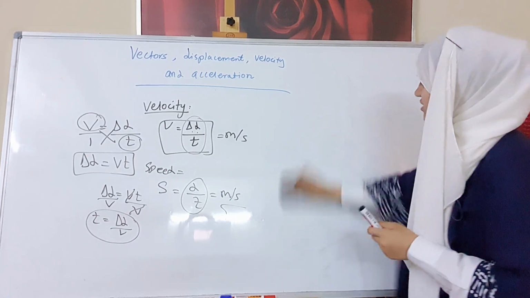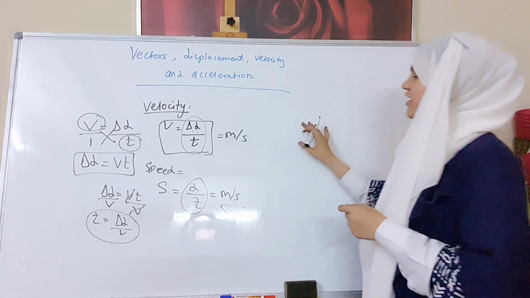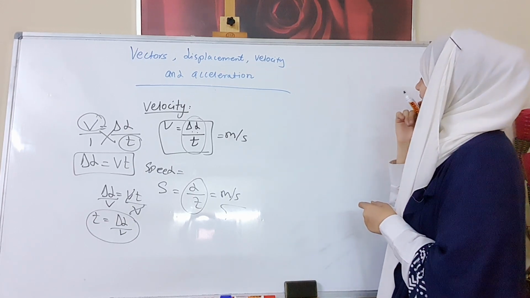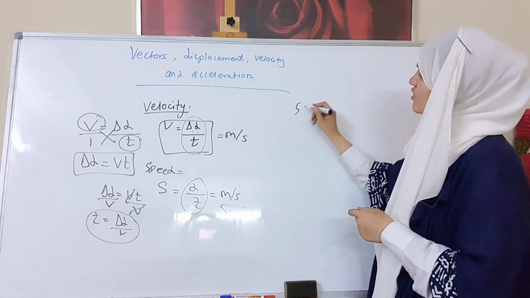Okay, an example of meter per second, for velocity, and an example for speed as well. A line that runs for, let's say, 5 meter.